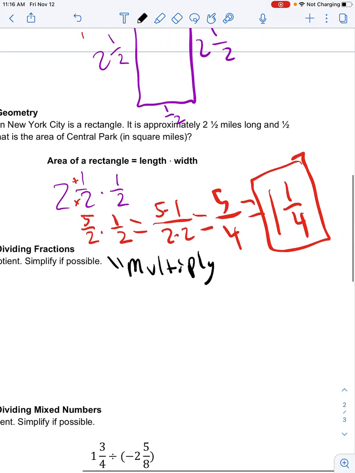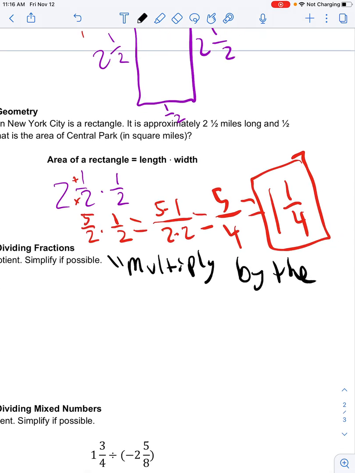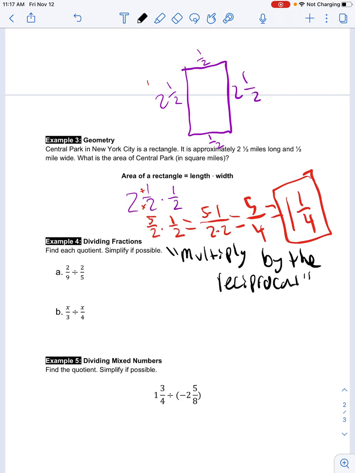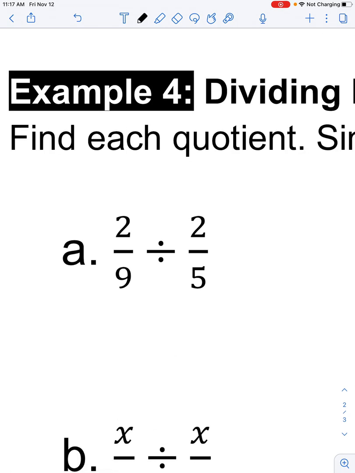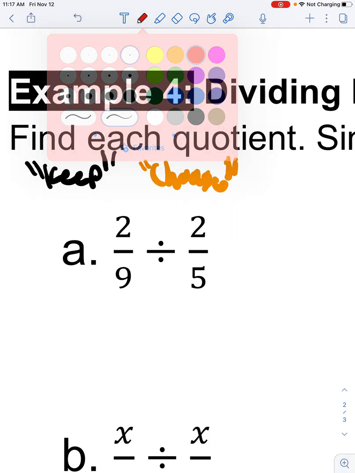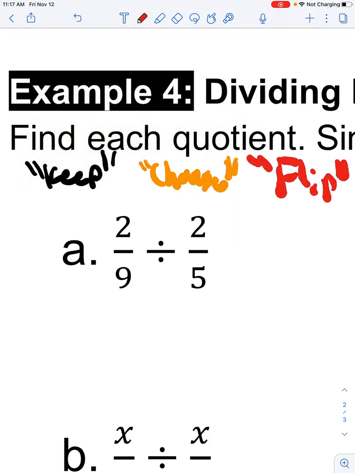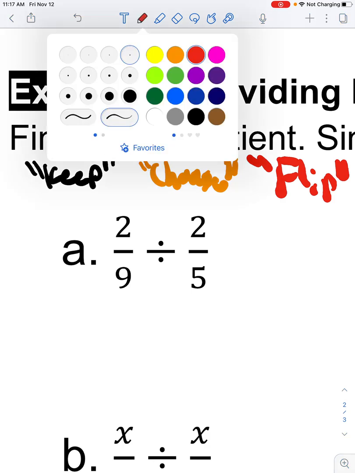All right, so dividing fractions, the thing you need to think about is multiply by the reciprocal. And so what that means is I'm going to change my division sign to multiply, and I'm going to flip my second number. But there's a fancy way that we remember this. It's called keep, change, and then flip at the end.